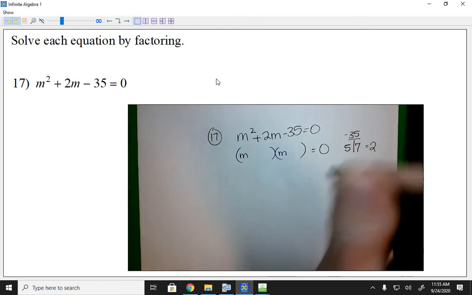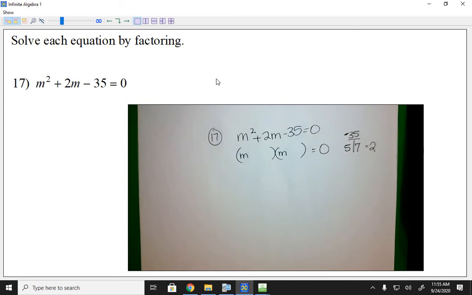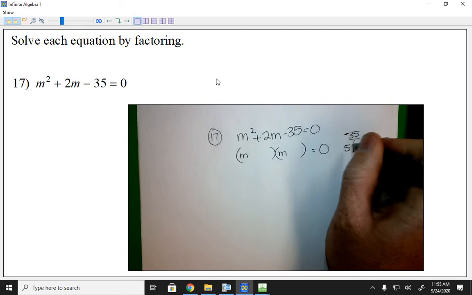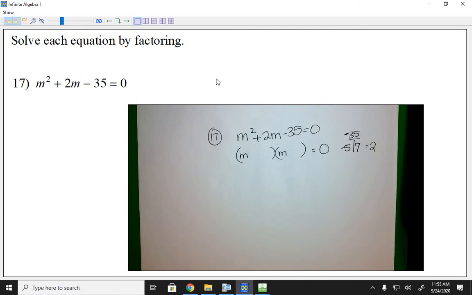Okay, but I need a negative because it's negative 35. So one of those needs to be negative. So which one being negative will give me positive 2? That would be negative 5. 7 minus 5 is 2.